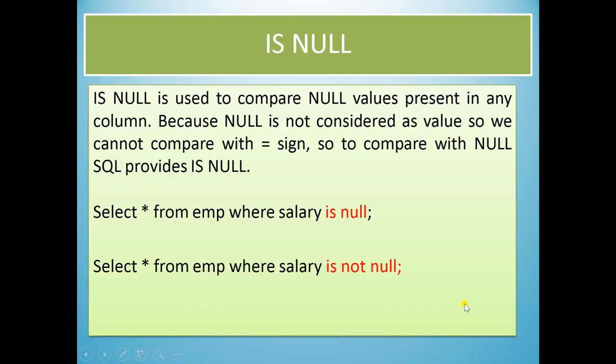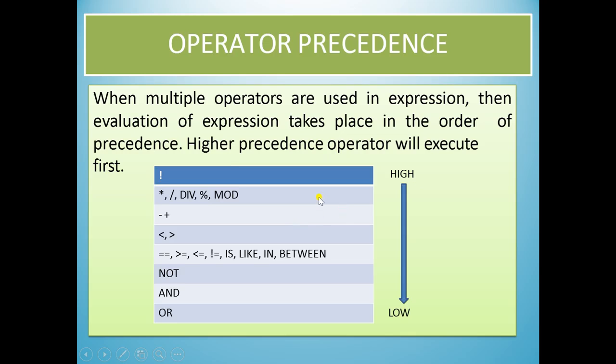IS NULL. IS NULL is used to compare the null values present in any column. Because NULL is not considered a value, we cannot compare it with the equal to sign. Then you have to use this: select asterisk from EMP where salary is null, or where salary is not null. By this way you will apply the IS NULL command. Now operator precedence. This is the operator precedence, this one is the highest and this one is the lowest.